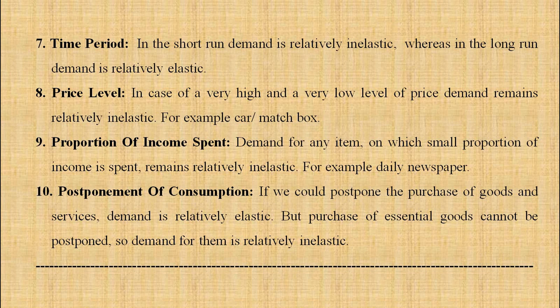Next, proportion of income spent. Demand for any item on which a small proportion of income is spent remains relatively inelastic. For example, daily newspaper. Next, postponement of consumption. If we can postpone the purchase of goods and services, demand is relatively elastic. But purchase of essential goods cannot be postponed, so demand for them is relatively inelastic.